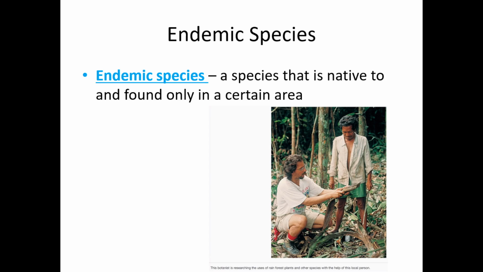Endemic species, or endemic plants in particular, are often used as indicators of overall biodiversity because they're stationary and they form the basis of the ecosystems on land. So if you have an ecosystem that has a lot of endemic species, then we could describe that area as having a very high biodiversity level.